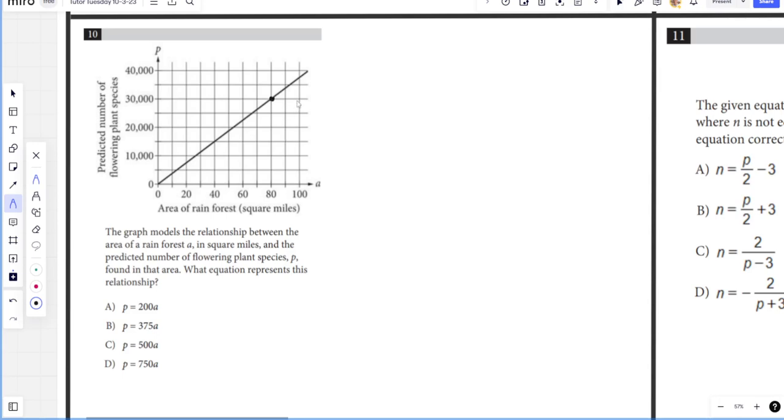So what I can do is just take a couple of easy points, and it seems like this one's nice right here, or this one right here. Actually, this one's a little bit better for mental math. I can see that it's about 37,000, say 500.